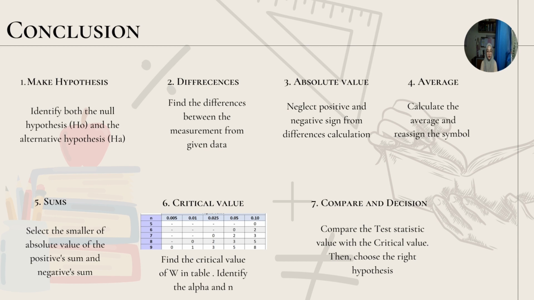For the critical value, we can find it in table 9, but we need to identify the n and the alpha. For this question, our n is 7 and our alpha is 0.05, so the critical value is 2. Next, we compare and make a decision. We compare the test statistic value and the critical value, then we choose the right hypothesis based on the test statistic value. Thank you.